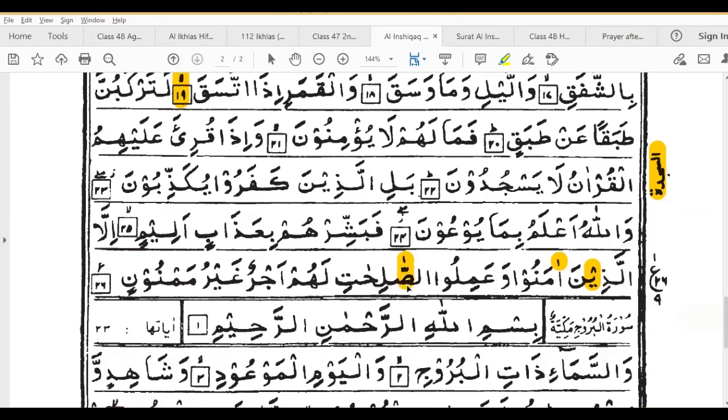Over here, we have a sad mushaddad, okay? So it will join onto the most recent mutaharrik letter. So it will join onto this lam with a dhamma, okay?